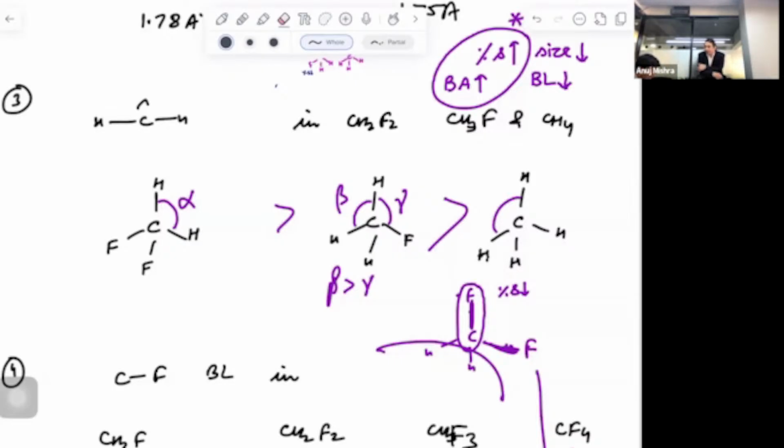So basically, more s percentage character means more bond length from the perspective of CF. S percentage character is inversely proportional to bond length for the CH bond, and for the CF bond or any electronegative element it's directly proportional. More s character, more bond length. So which is highest? CH3F is highest, most s percentage. How about CF4?